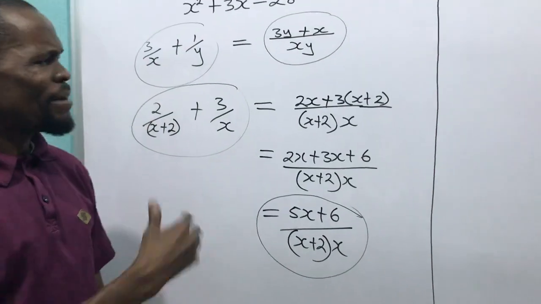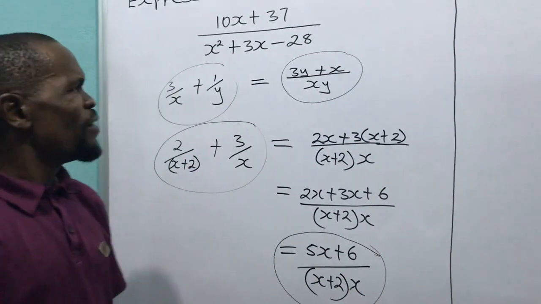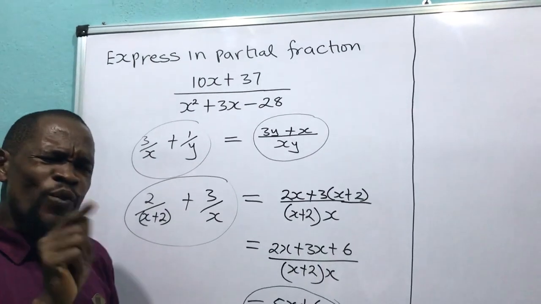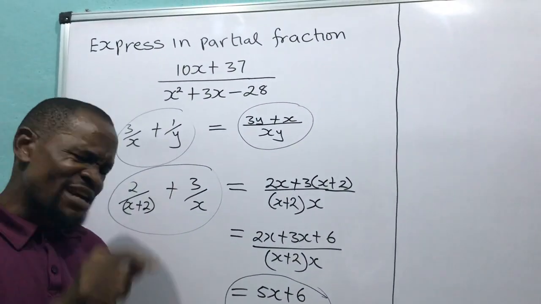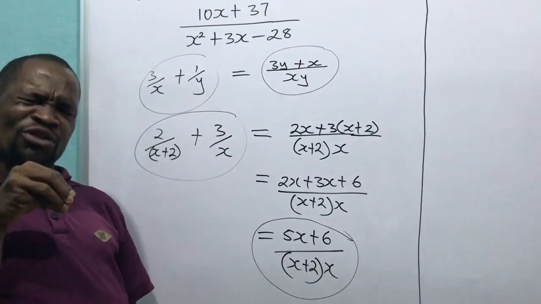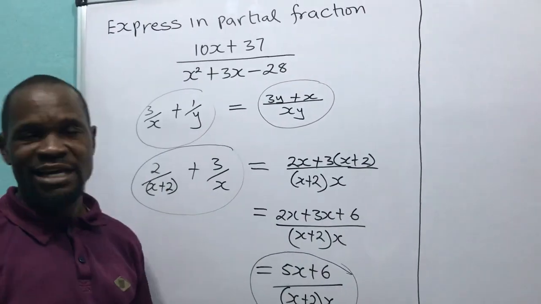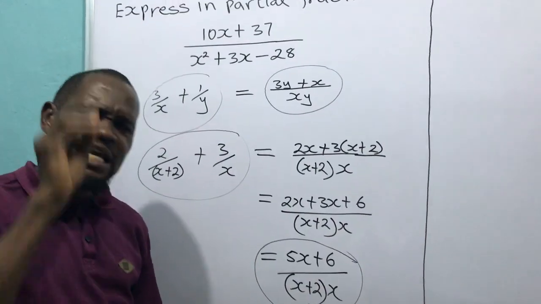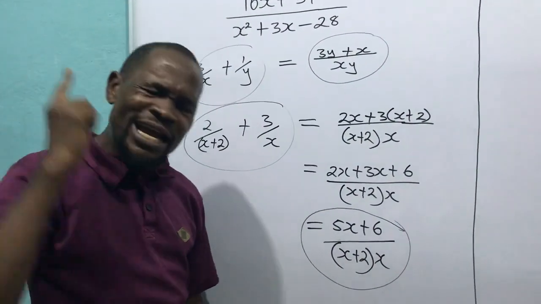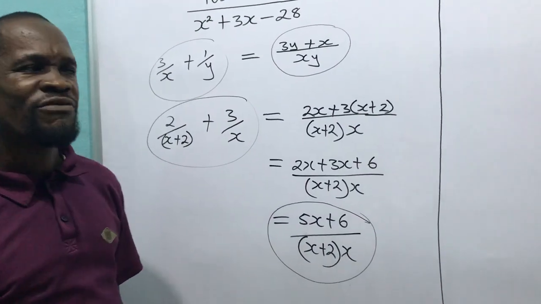So in conclusion, what am I trying to express here? Whenever we are asked to express something in partial fractions, what we are looking for is the numerator, not the denominator, because we can ascertain the denominator of each of the partial fractions from the compound fraction given to us. But the numerator is what we cannot ascertain.